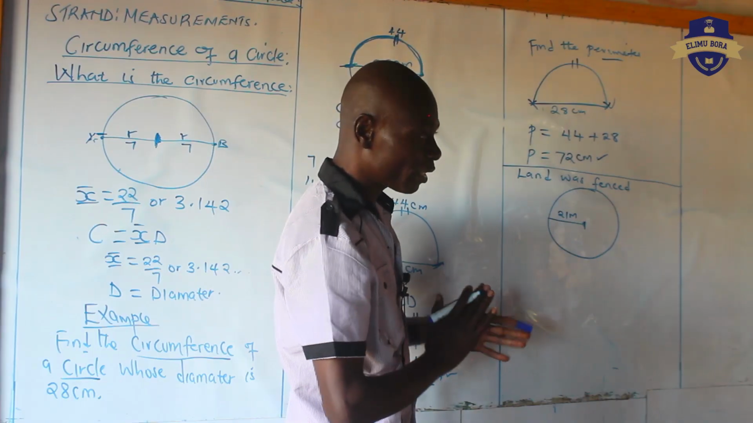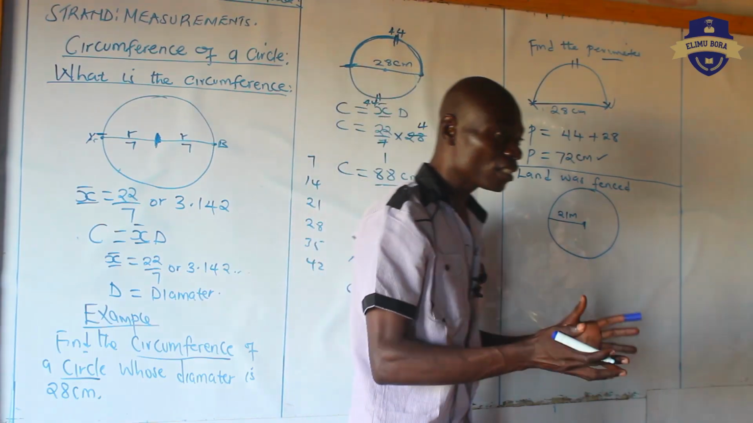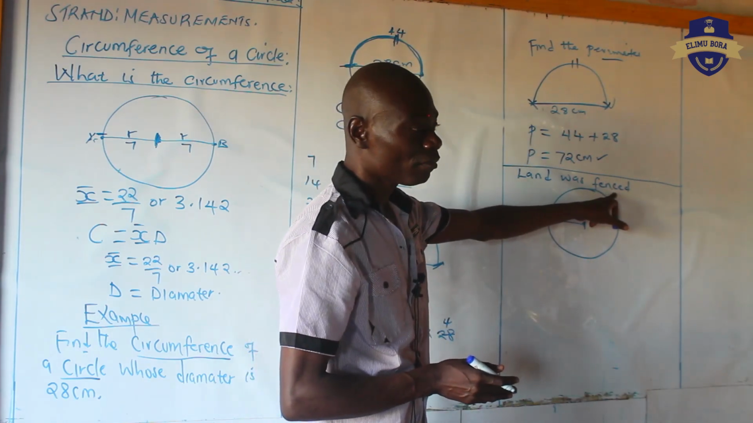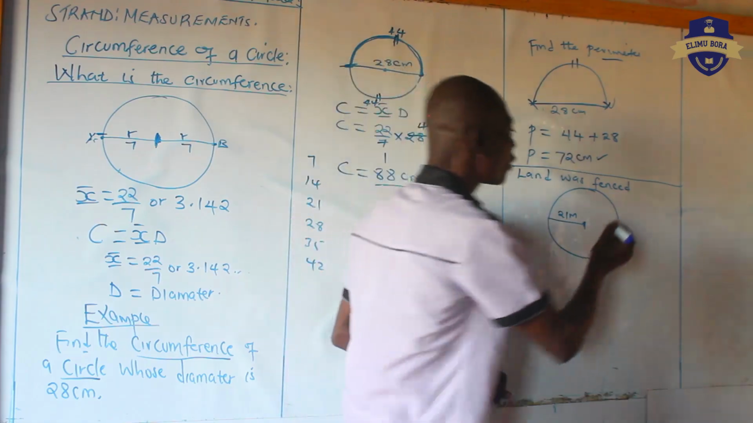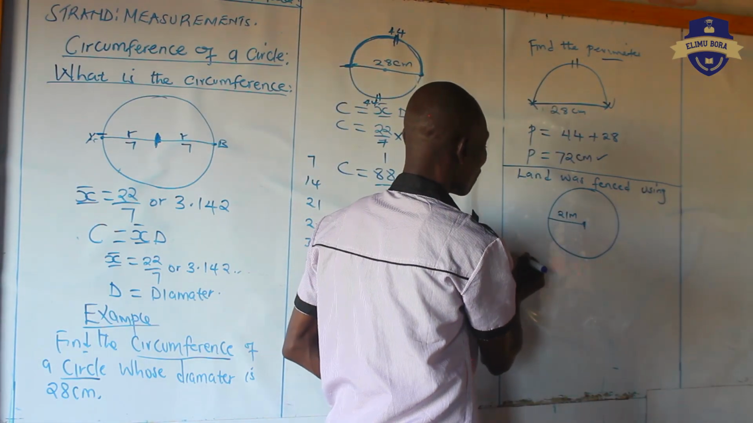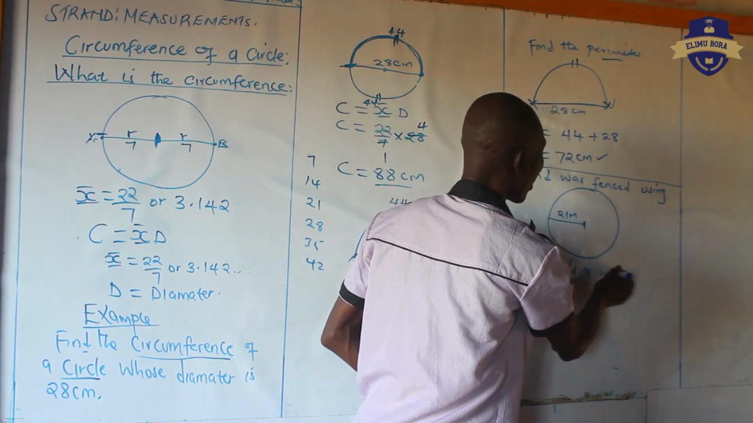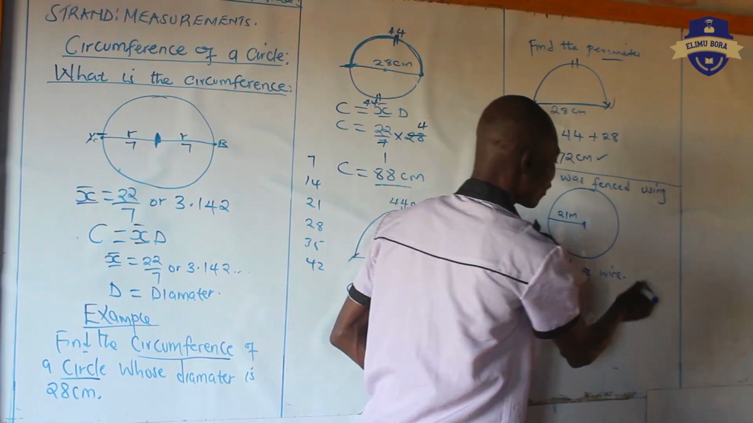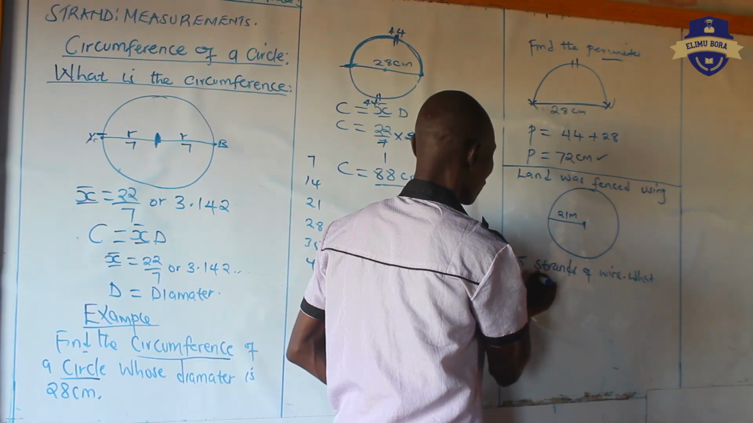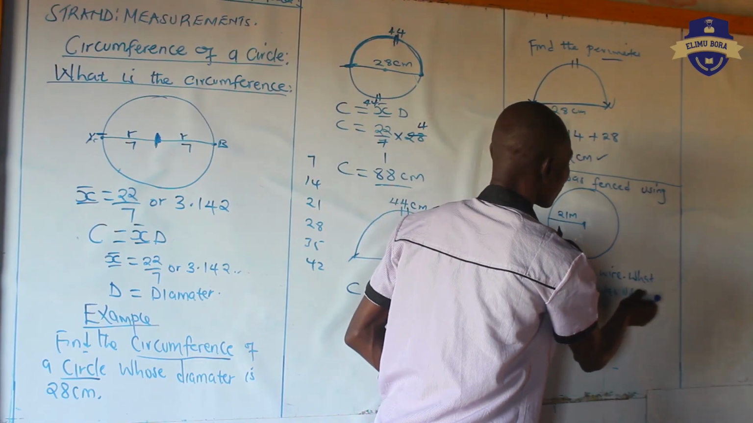You want to restrict maybe bad things from entering the field. You are fencing using a wire. So maybe this land was fenced using, for example, 5 strands of wire. So the question is, what length of wire was used?